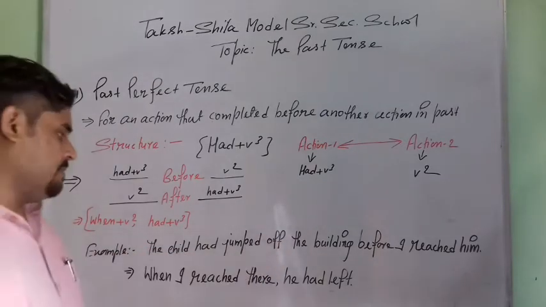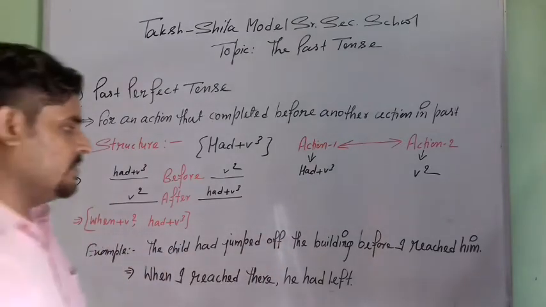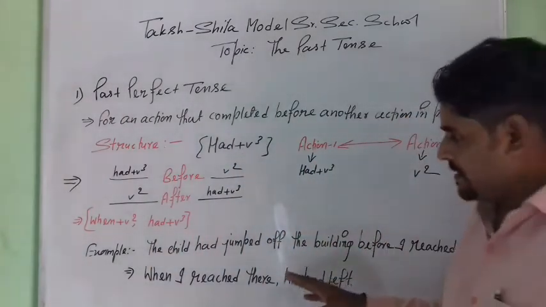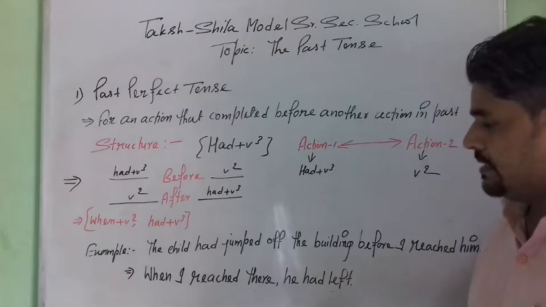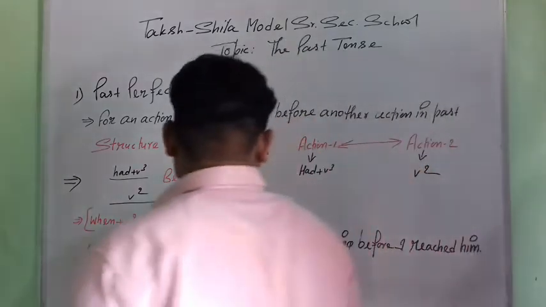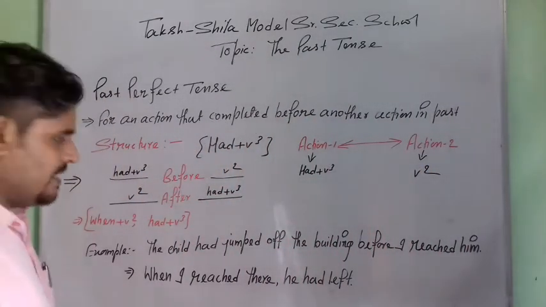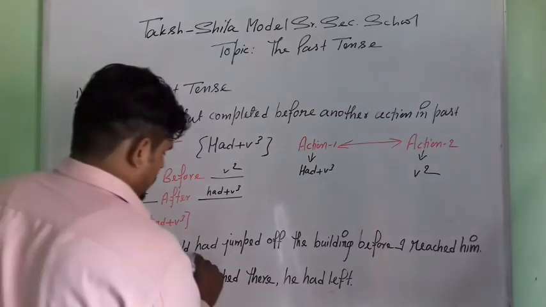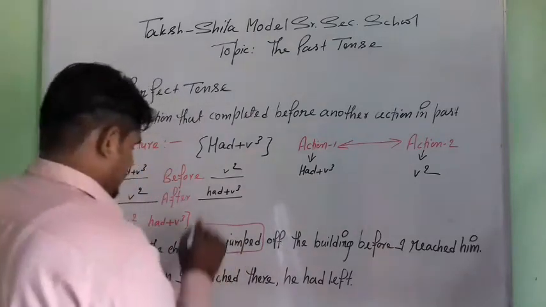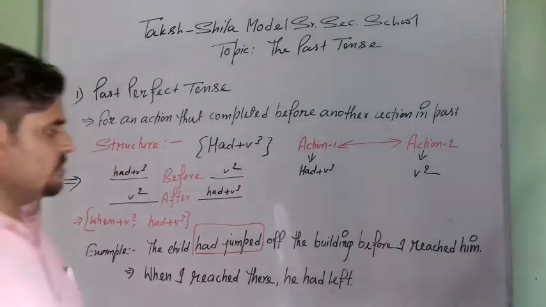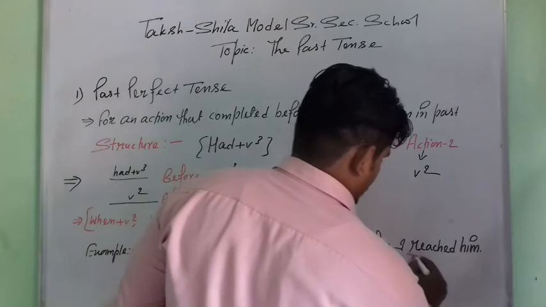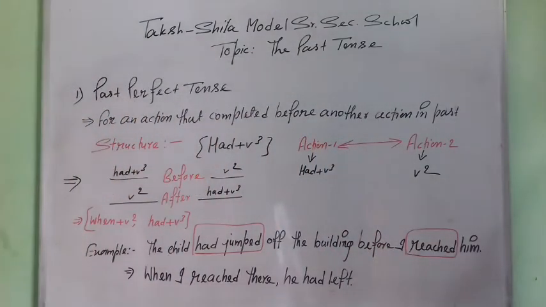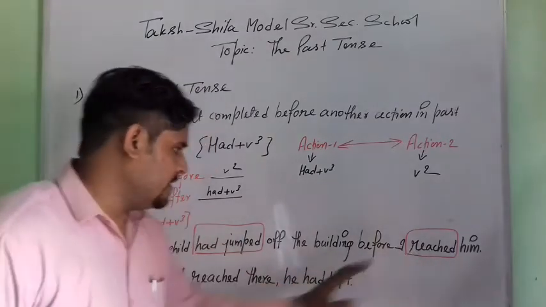फर्स्ट ऑफ ऑल रीड दिस एग्जांपल, फर्स्ट वन. द चाइल्ड हैड जंप्ड ऑफ द बिल्डिंग बिफोर आई रीच्ड हिम, राइट? अब सबसे पहला, द फर्स्ट थिंग दैट वी आर सपोज्ड टू डू इन दिस सेंटेंस इज टू फाइंड आउट द एक्शंस. हमें एक्शन फाइंड आउट करने हैं, कितने एक्शन हो रहे हैं भाई, ठीक है? तो पहला एक्शन जो हमारे पास हो रहा है वो हो रहा है हैड जंप्ड. ये हमारा फर्स्ट एक्शन हो गया. नाउ लेट अस मूव ऑन टू द सेकंड एक्शन. सेकंड एक्शन भी हमारा हो गया रीच्ड, ठीक है भाई? सो वी आर नाउ एबल टू पिक आउट दीज टू एक्शंस.